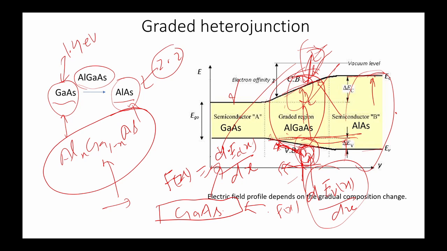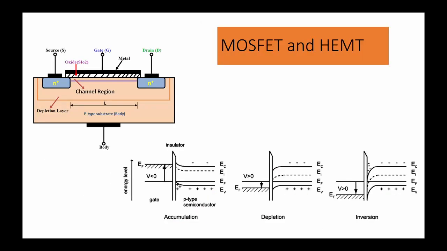Another thing we can see is there are HEMTs and MOSFETs, which we have already seen, metal oxide semiconductor field effect transistors. And now HEMT, high electron mobility transistors. High electron mobility transistors are very fast, so that's why they are replacing the MOSFETs. HEMTs are nowadays gaining ground in the field of transistors.